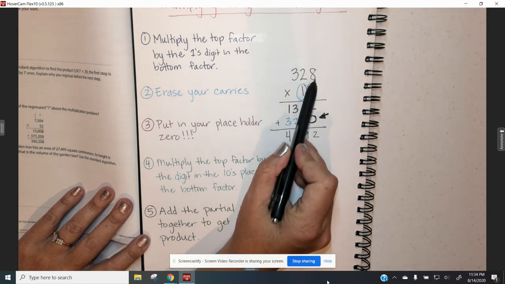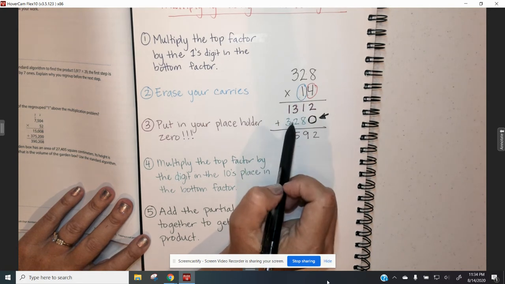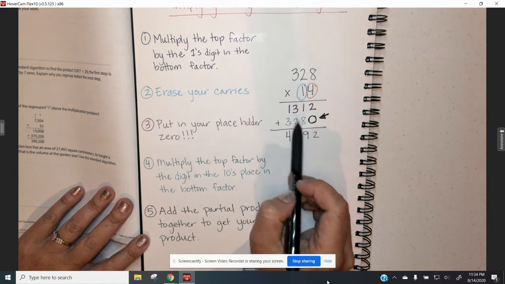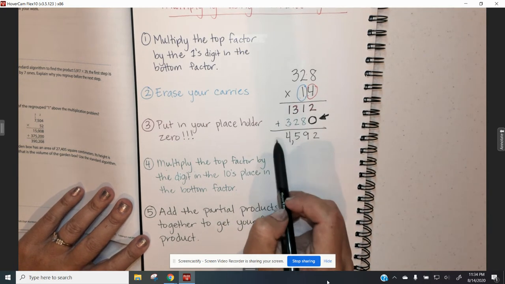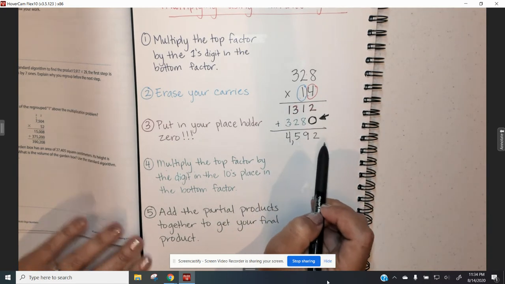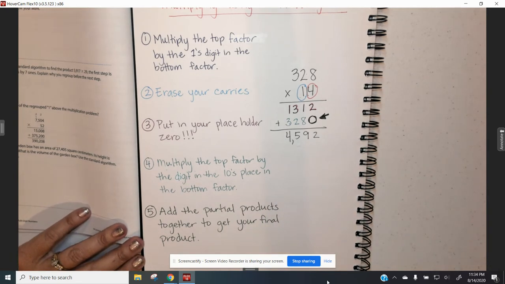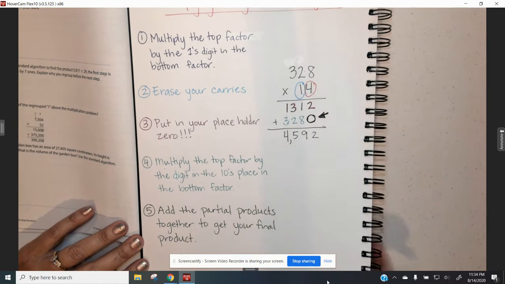Then we're going to go 1 times 8 is 8, 1 times 2 is 2, 1 times 3 is 3. We add both partial products together to get 4,592. So that's how we multiply using standard algorithm.